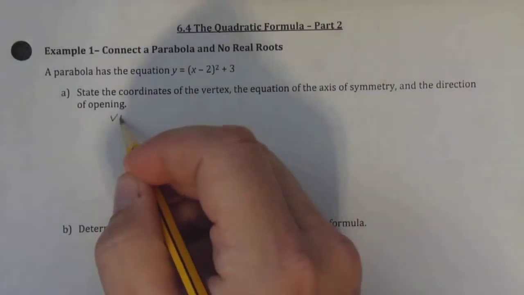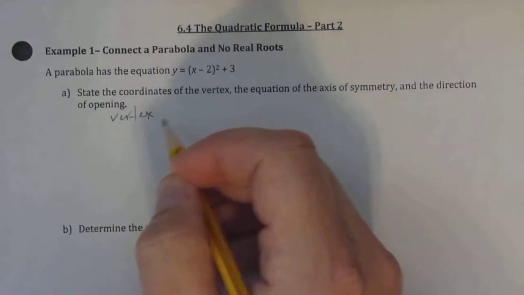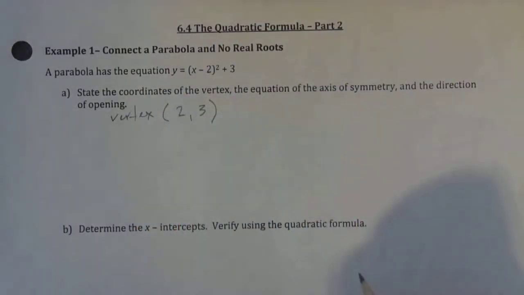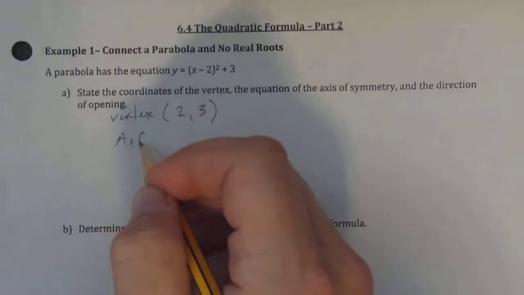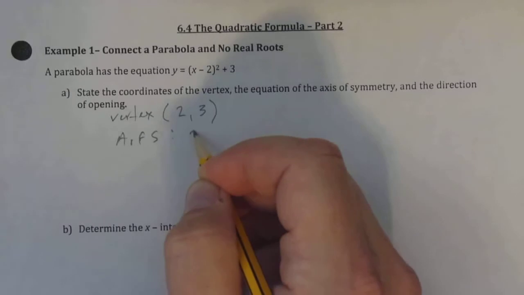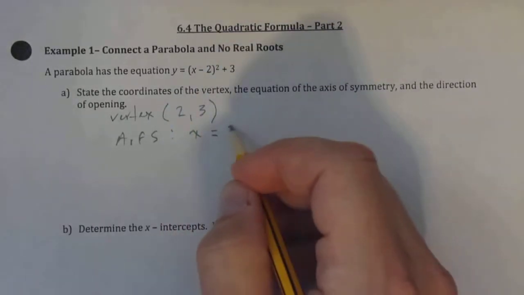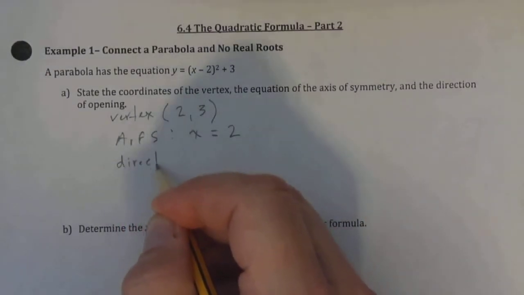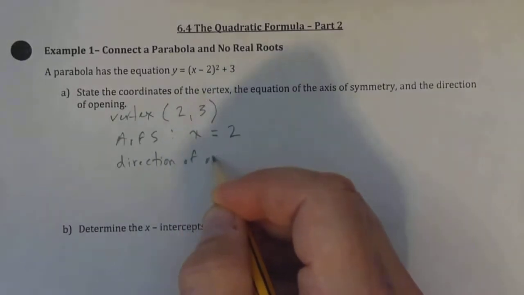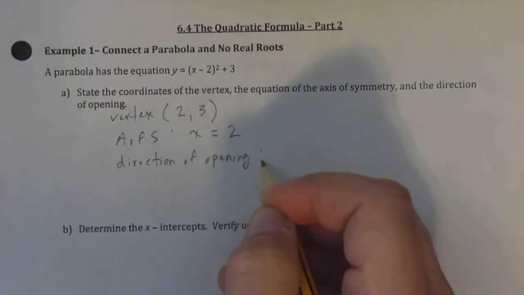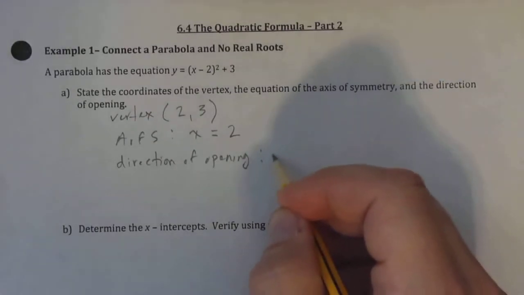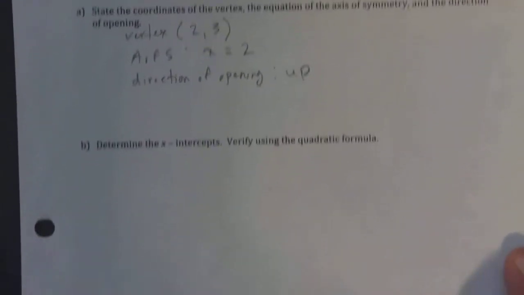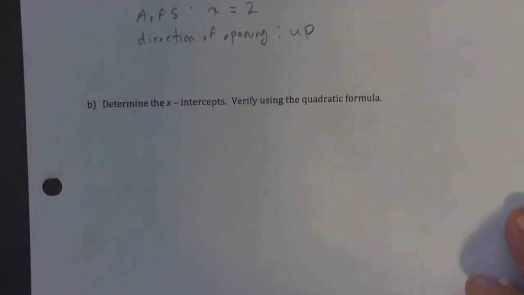The vertex, couple chapters ago, opposite of the bracket, so it's 2, and your optimum value, which is 3. Axis of symmetry always starts with x is equal to, in this case, 2, and the direction of opening is determined by the positive a value, so the direction of opening is up. Okay. Same equation, determine the x-intercepts.